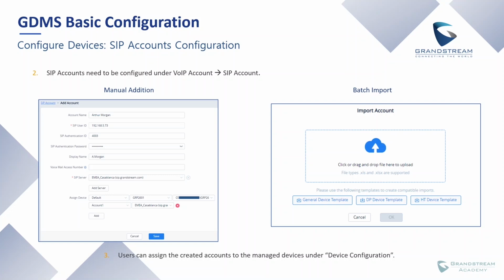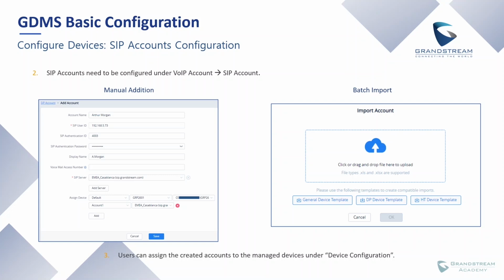Once you finish configuring the SIP servers, users need to go under Account Management, then SIP Accounts. This section is dedicated to adding SIP accounts to GDMS. So it's the same configuration as when you are registering an extension from a SIP phone or a SIP conferencing system. Users will also be able to choose which device the account will be assigned to.